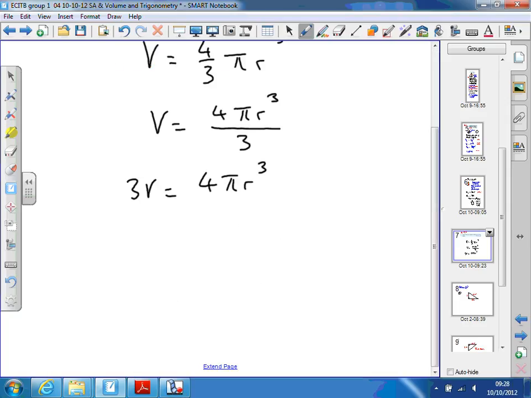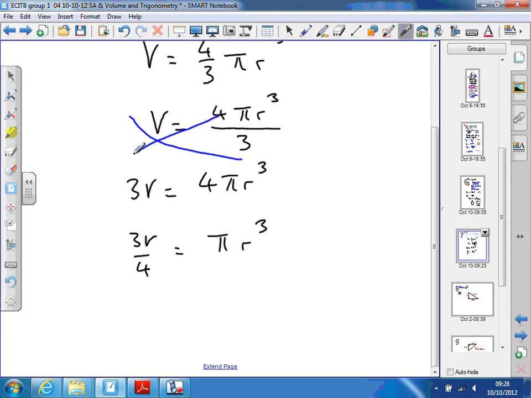How do I get rid of the 4, the multiplied by 4? Divide by 4. If it's multiplied, divide to get rid of it. 3v divided by 4 equals pi r cubed. Notice, this is worth noting for future reference, if I'm going to get rid of this 4/3 on this side, if I take it over the other side, it actually flips over. The 3 goes up to the top and the 4 goes down to the bottom.